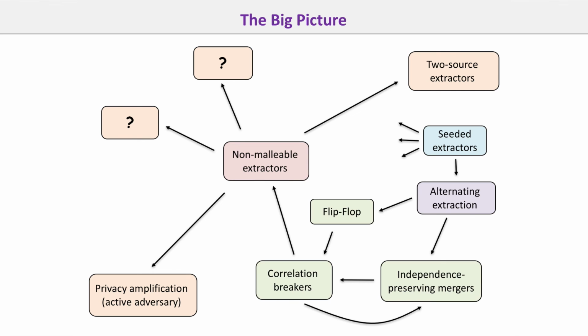And correlation breakers also play a role in the new work of Amnon, Dean, and Avi. So it's really in the heart of things. And we know that seeded extractors have many applications, like for PRGs and list-decodable codes and whatever. And the question is, can you find other big boxes that you can use non-malleable extractors for? Yeah. Thank you very much.